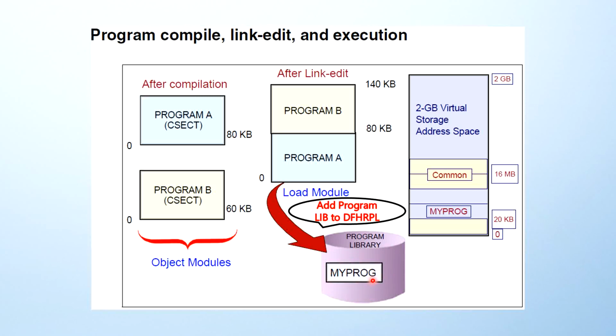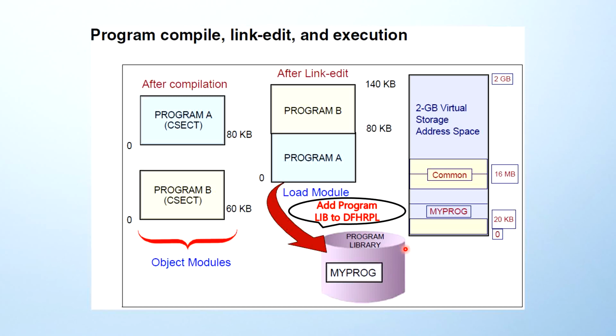And here, one extra step you need to take care of is wherever you place this program. For example, in this picture, it's myprog, right? You might have placed that in a program library. That program library has to be concatenated under DFHRPL. Only then will your CICS be able to scan through this library and find this program called myprog when you run the transaction. And apart from that, you need the resource definitions and all that to make it run. So this is the extra step you need to code when compared to batch.